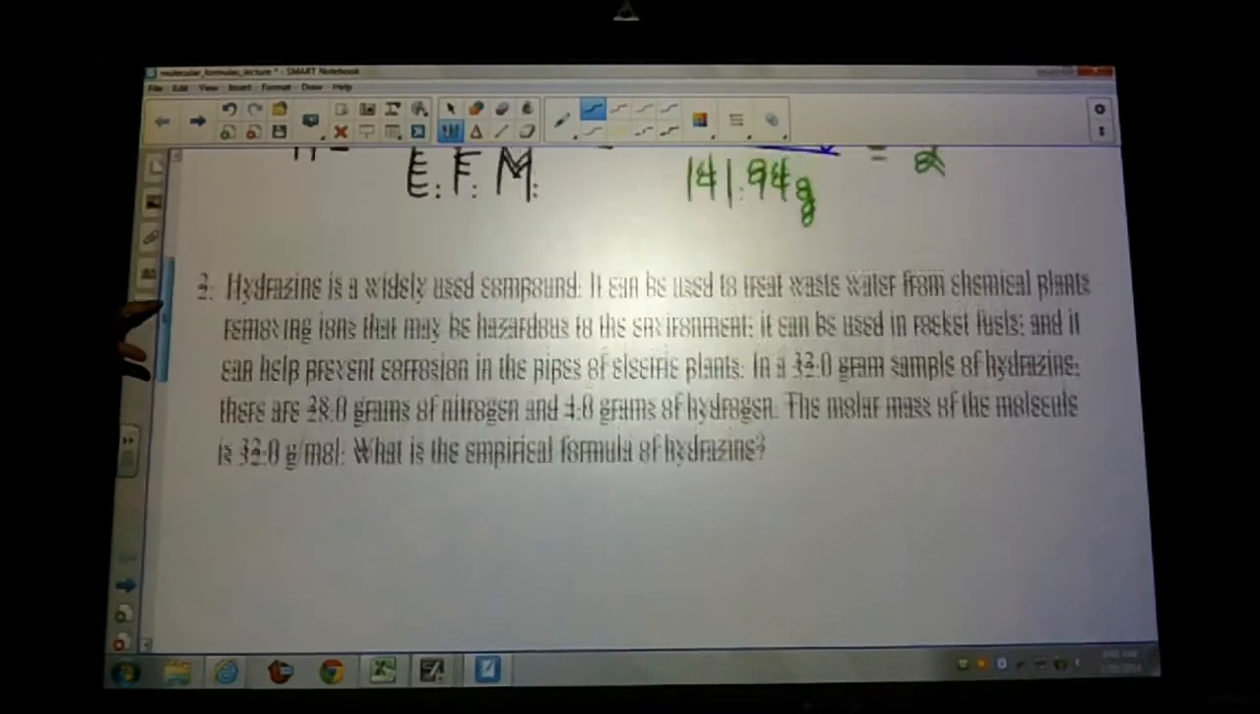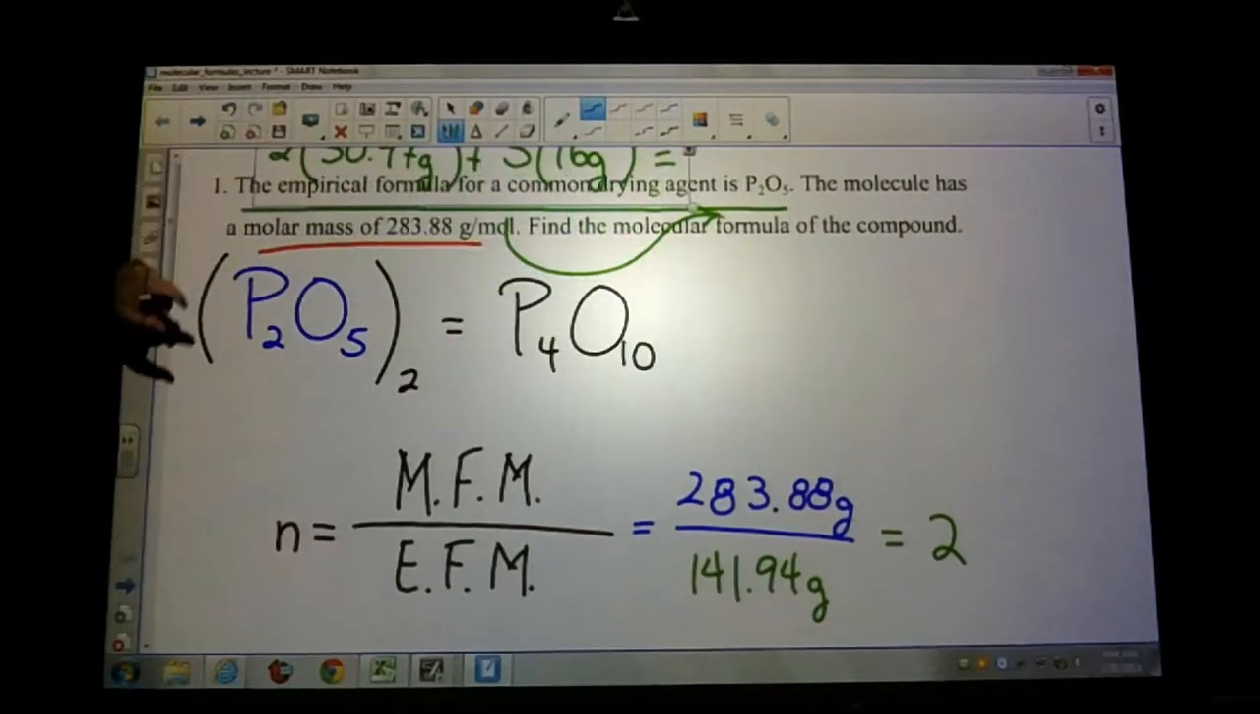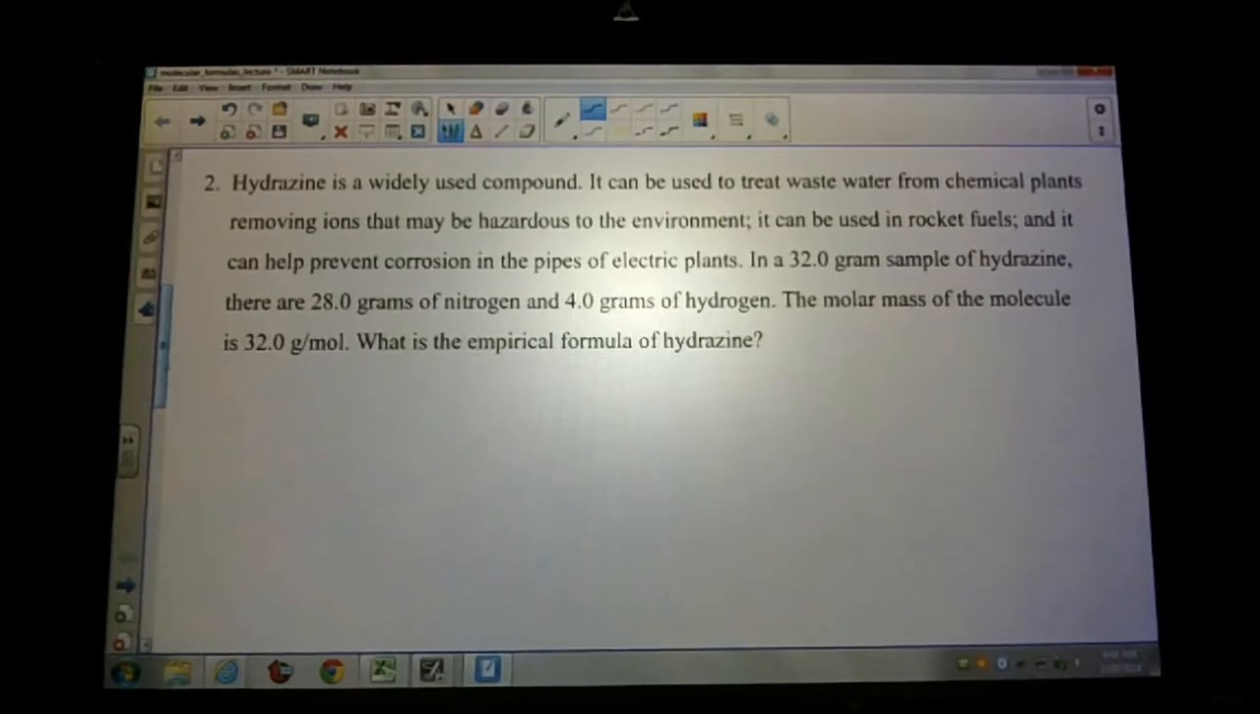So number 2. Everybody good with that? Okay. All right. Number 2. Hydrazine is a widely used compound. Awesome. Well, hold on, you're going to learn something here.